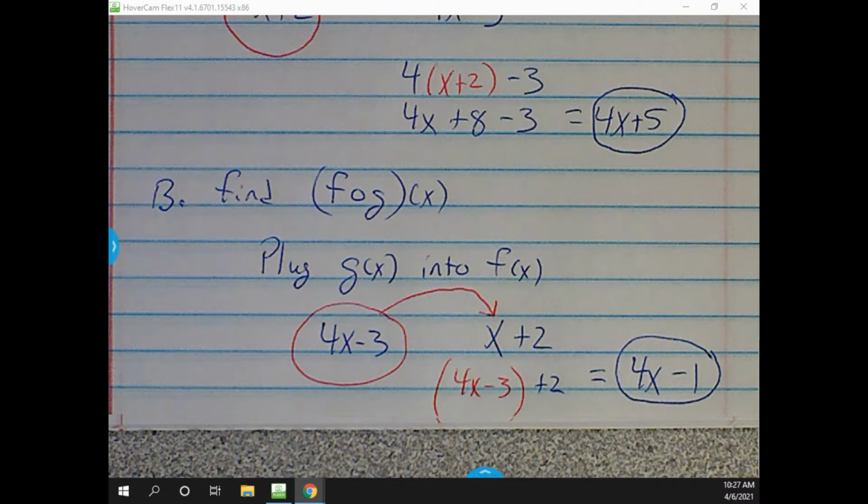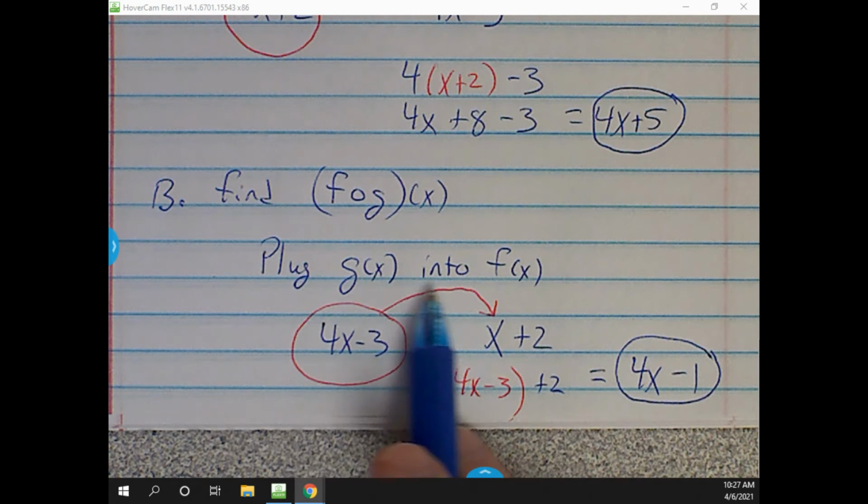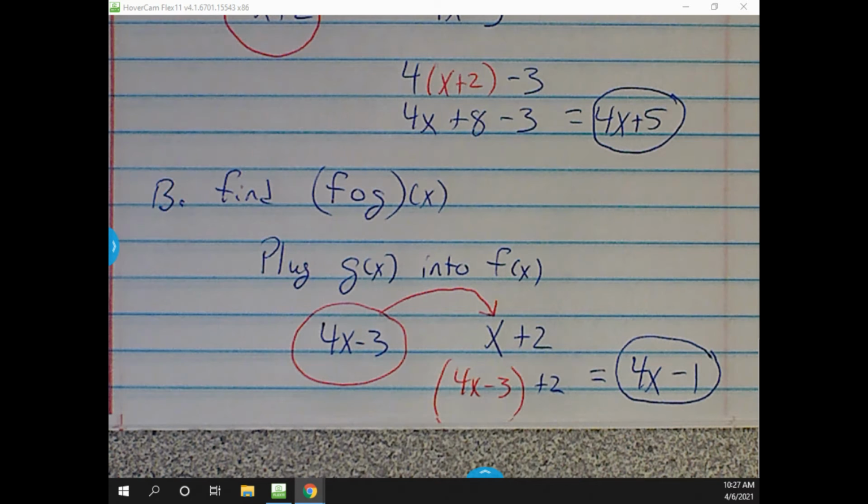Okay, so there's the basics of what you're going to do. It's just taking one function that you're given, and plugging it in for x into this other function that you're given. All right, is everybody okay with that one? Seem like so far so good?